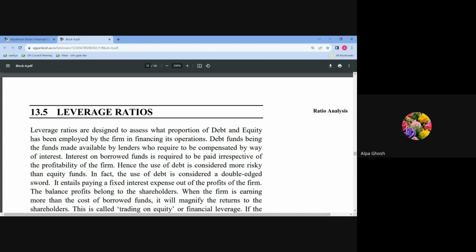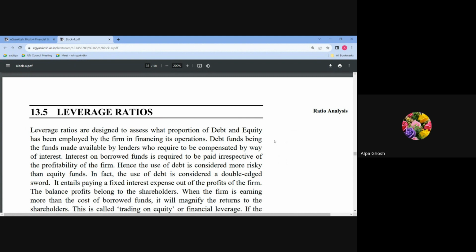Now I am taking the next one. It is leverage ratio. Leverage ratio means to find out the proportion of debt and equity which has been used in the firm. Now here are two terms which are used in leverage ratio. One is debt and one is equity. The combination of debt and equity is known as capital structure.